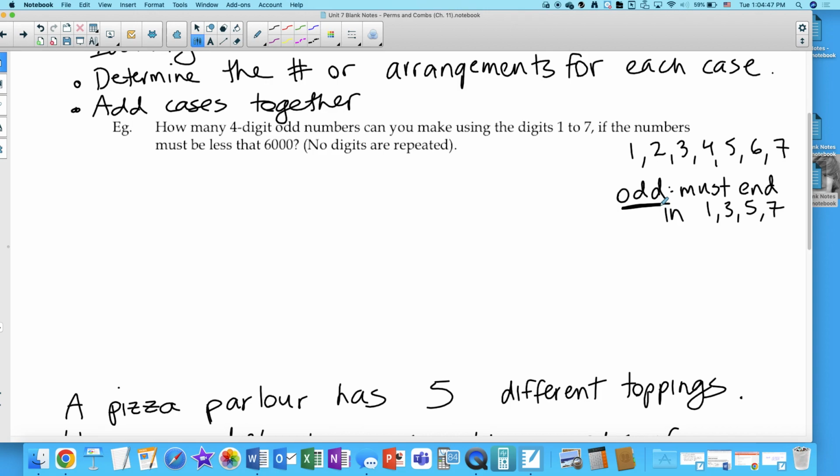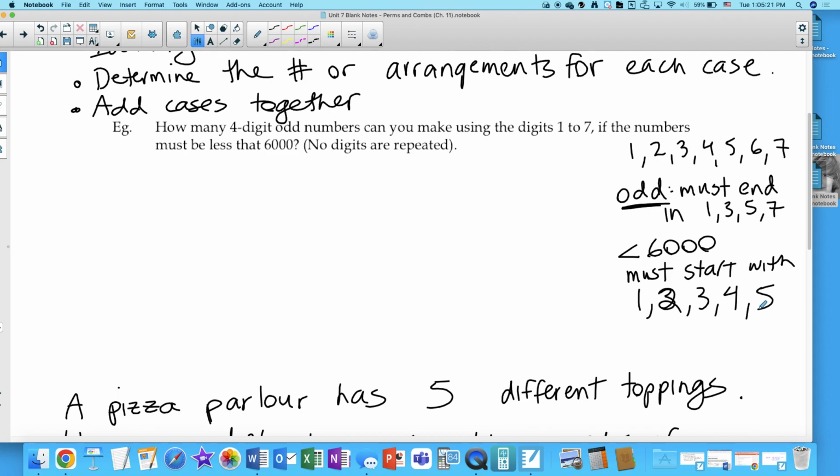It's got to be less than 6,000, yeah. So where's that restriction going to lie? The first digit, right. What could the first digit be? So it must start with 1, 2, 3, 4, or 5. It's got to start with a 1, 2, 3, 4, or 5. It's got to end in a 1, 3, 5, or 7. Okay?